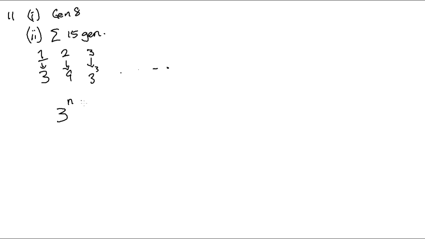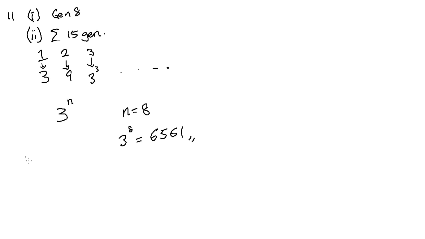So we have Gen 8. We need to find the number of granddaughters or great-great-great-granddaughters or whatever in just generation 8. And therefore n is equal to 8. So 3 to the power of 8 is a massive number, which is 6,561 people. And that is part 1.